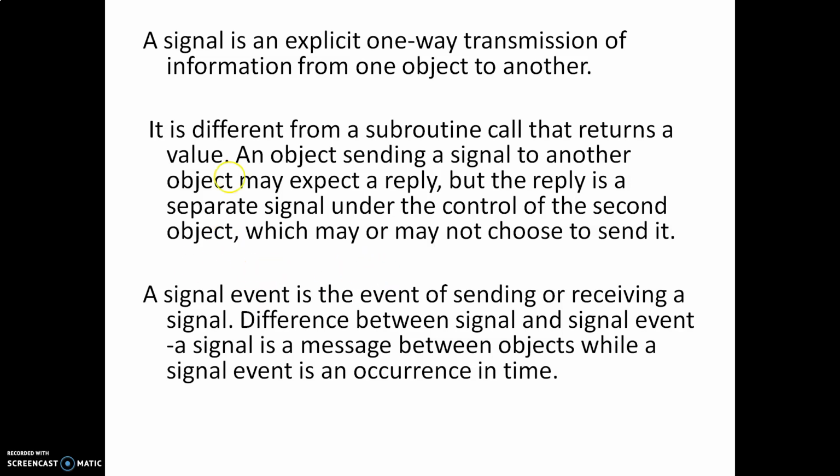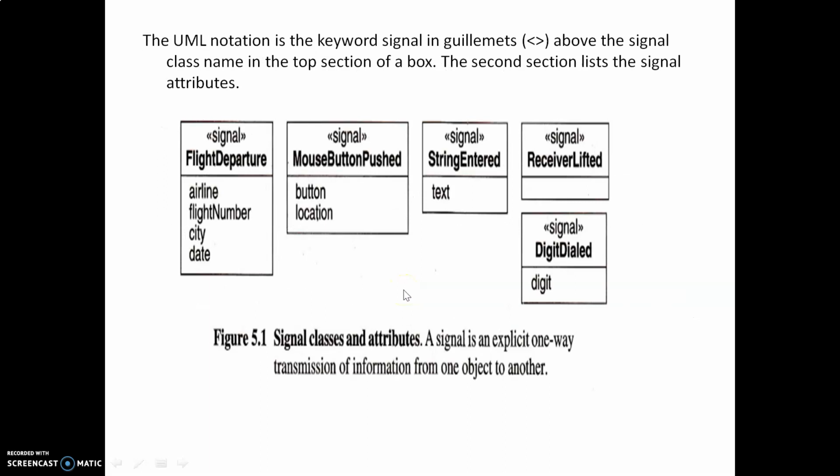A signal event is the event of sending or receiving a signal. Here we have just spoken about signal, a one-way transmission. Signal event refers to, just now we saw what is event, right? So signal event is the event of sending or receiving a signal. So that event which happens at a point of time, the message that you send, right, that happens to be a signal event. Difference between signal and signal event, right? To highlight that difference, a signal is a message between objects, while a signal event is an occurrence in time, right? So this is your example of signal event.